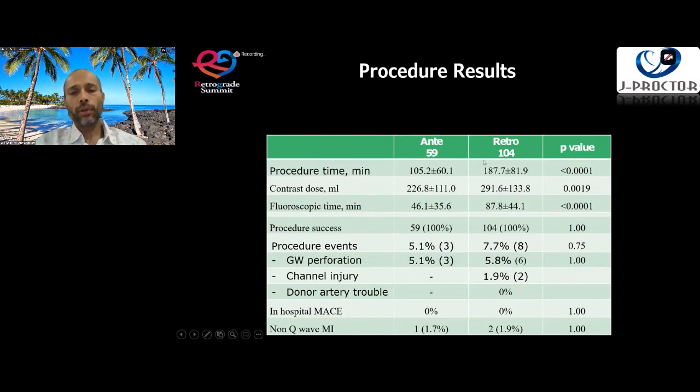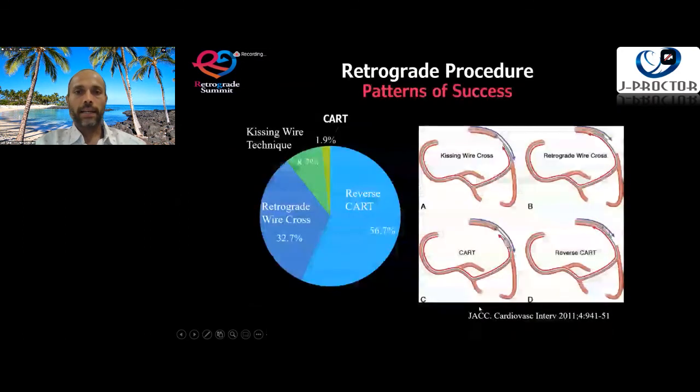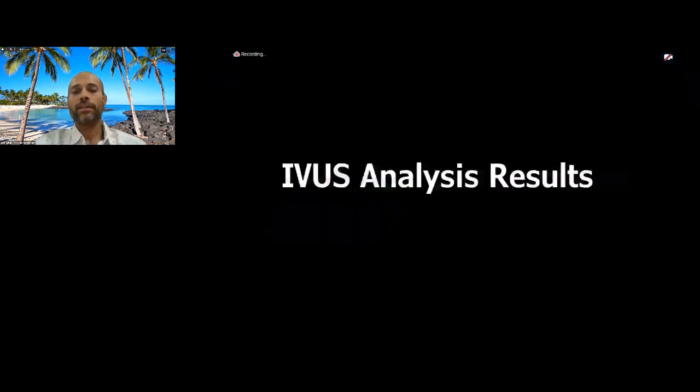If you notice, retrograde procedures typically took longer, with longer fluoroscopic time. Procedural success, they pretty much nailed it every time, even going back 9 years. Perforations were perhaps a tad more in retrograde. And there was no in-hospital MACE, which is interesting. How did they achieve success? Mostly through reverse CART. Retrograde wire cross was about a third, kissing wire technique 8.7%, and very rarely did they use CART. In the interest of time, I'm not going into the details of each of these.